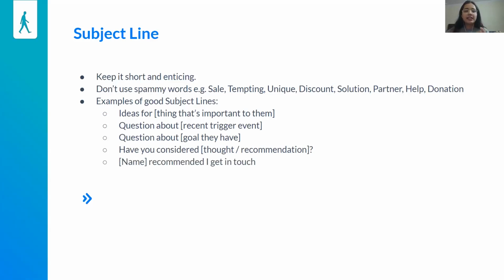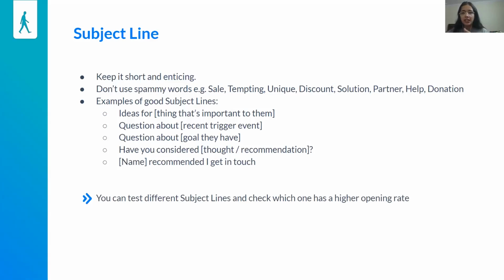Let's say you have a common connection with them. There's a company and there's an alumni referral. You're going to write the name of the alumni and say, "this person recommended me to get in touch with you." That could be a good subject line. In the same way, you can test different subject lines and then check which one has a higher opening rate. You can check all of these subject lines, and if you have more ideas, you can check those. You can decide what subject line works for your specific case.